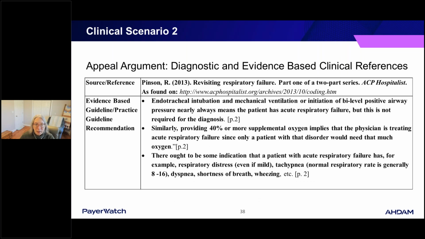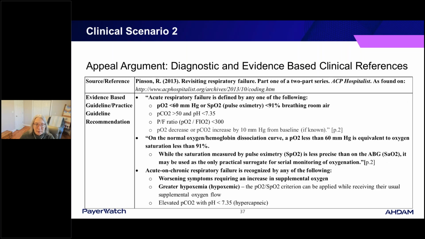Okay, and this is just the second part of that reference. I couldn't fit it all on one slide. So what we do is we have this built into our template, and we just bold the pieces that are pertinent to this particular case.